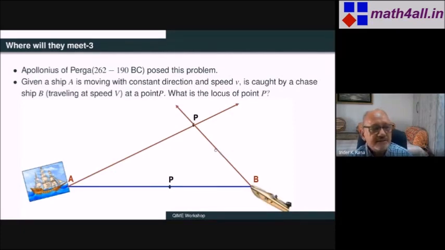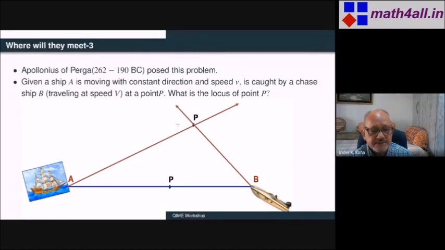So what you are given is, a ship A is moving with constant direction and speed V. So this A is moving along this direction, the red one, and the ship B is moving towards P with some constant speed, that is capital V. So this is the motion of 2 ships, but they're moving along the same line, the direction is fixed, and their speed is also fixed. And let us assume that they will meet at a point P.